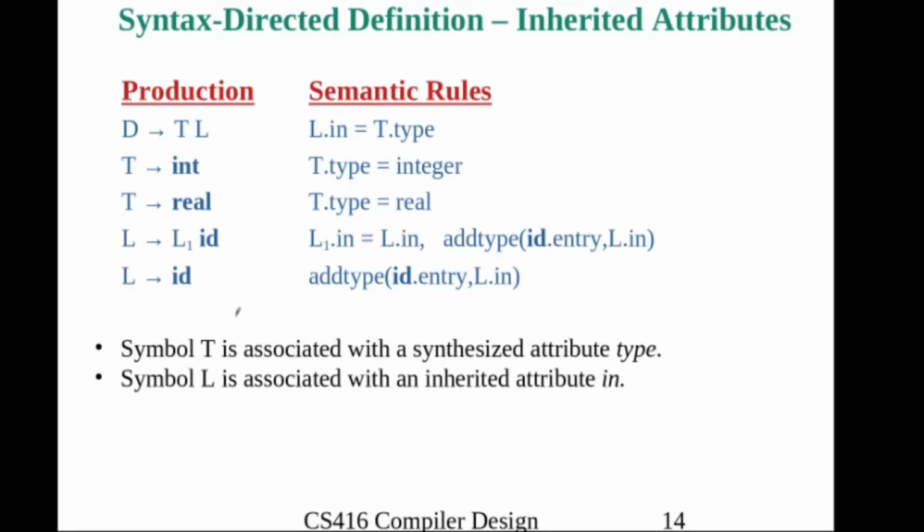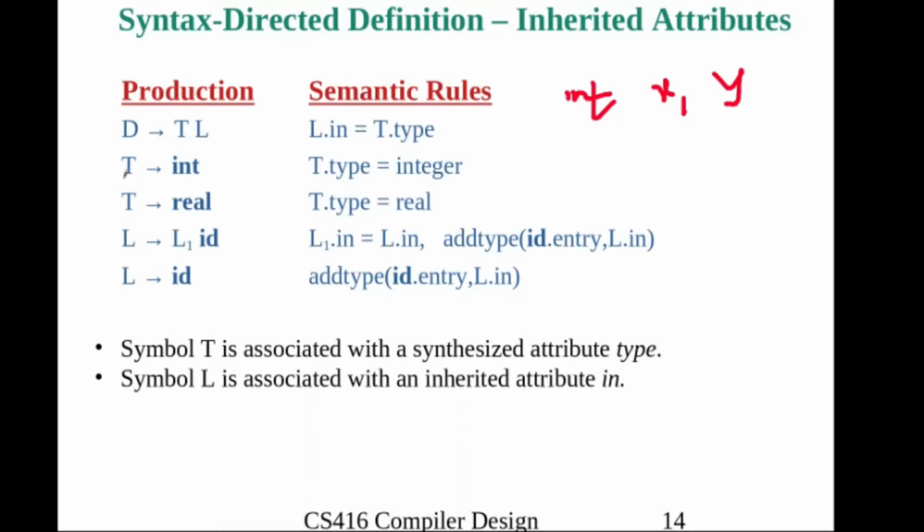So this grammar is for checking the type of a type definition. For example, suppose we are writing int x comma y, and we are checking whether this is grammatically correct, and we can use this grammar. D is a declaration, which gives a type followed by the definition of the variables.